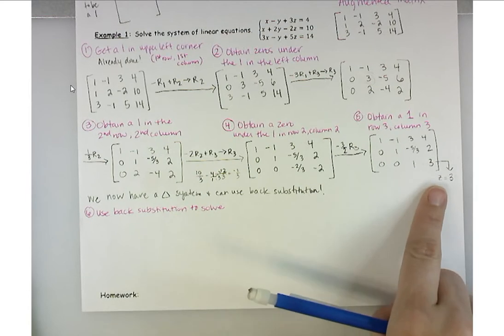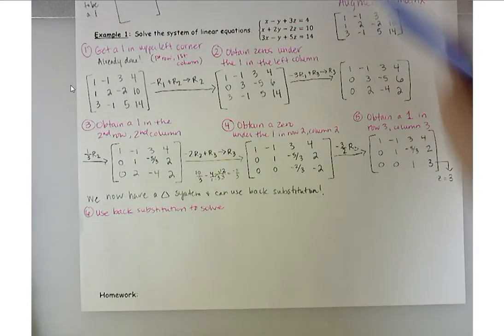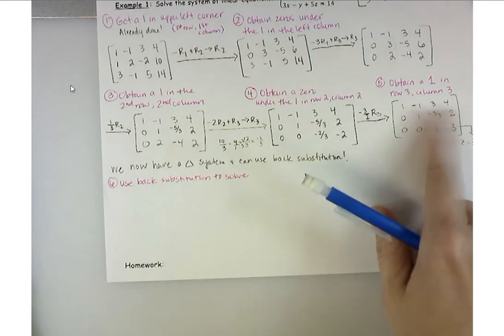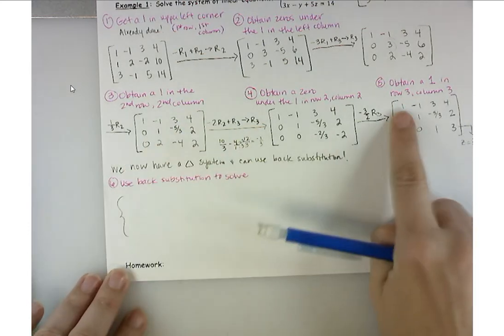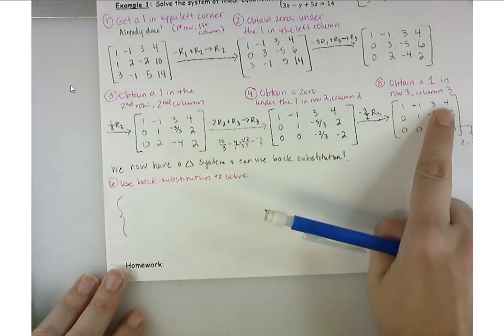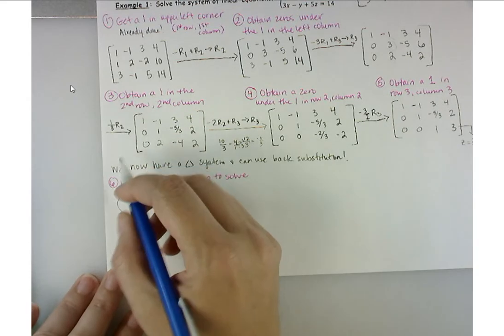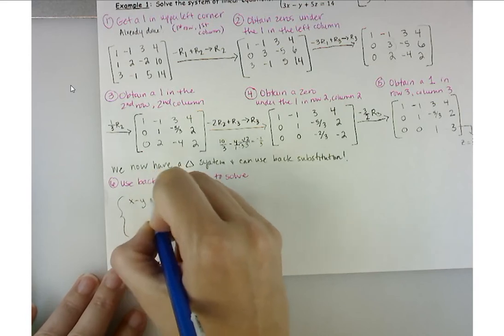Okay, and then your last step is going to be to use back substitution to solve. So let's write out what this system is. So our system, if we have 1, negative 1, 3, 4, do you guys think you can write out what that equation is? Okay, Kaden, can you tell me what my equation is? The first one? X minus y plus 3z equals 4. Good.